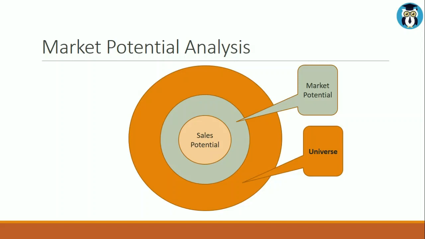Now, let's say you are a premium brand, and your phones sell for about 50,000 rupees. Then not everyone is going to buy your phone, because it's out of reach for a lot of people.